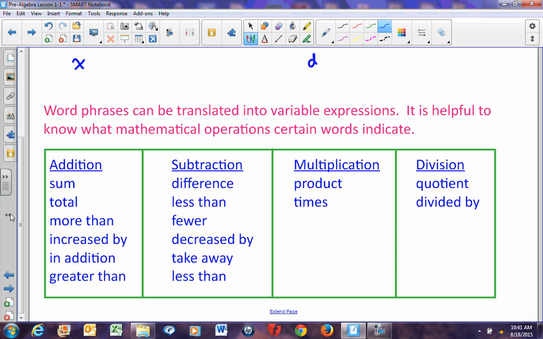If I have about 8 apples and I take away 2 apples. And then "less than." Again, sometimes people think of it as the less than symbol, but it also can indicate subtraction.